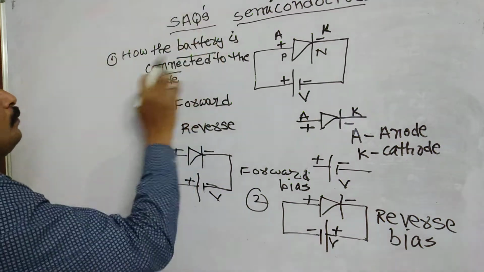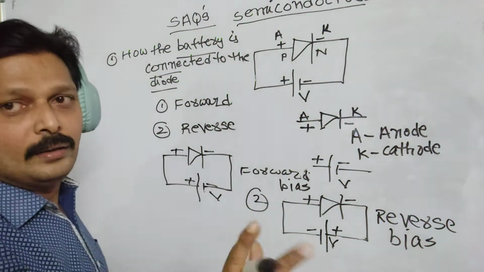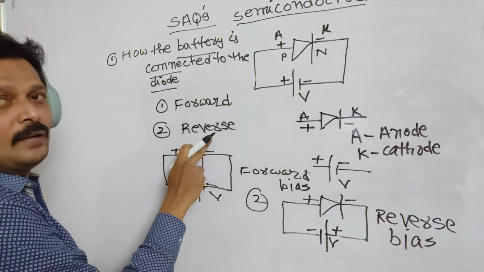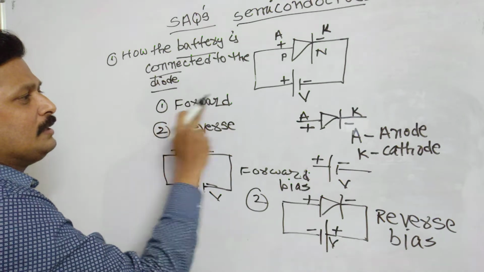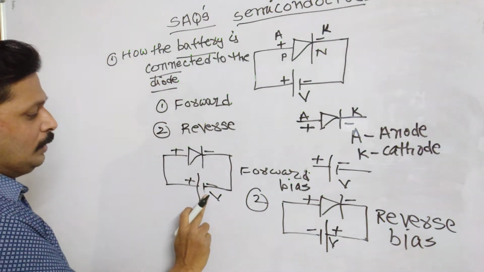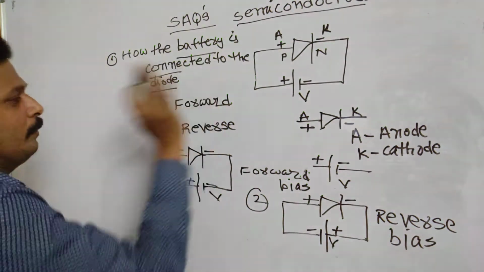As per the question, how many ways are there to connect the battery to the diode? Two ways. One is forward bias, the other is reverse bias. What is forward bias? The positive terminal of the battery connected to the positive terminal of the diode, and the negative terminal of the battery connected to the negative terminal, is called forward bias.